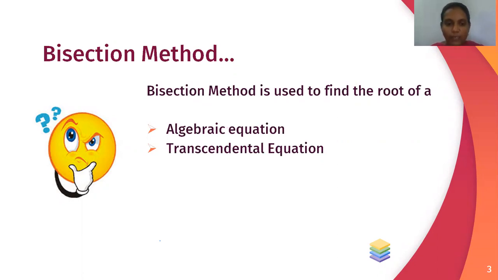If the given algebraic equation is of order more than 4, in such a case, by applying the bisection method, we can find out the root. And also, if the given equation is a transcendental equation, that means the given equation has logarithmic, exponential, or trigonometric functions, in such a case also we can find out the root.